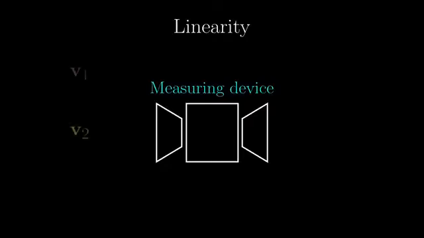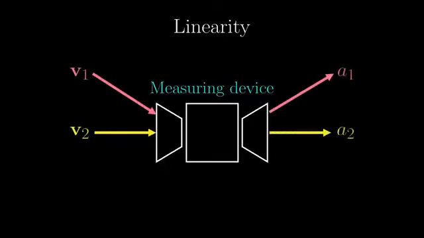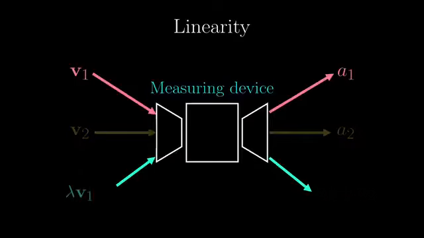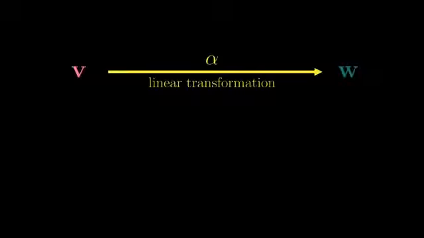That means if you have two vectors v1 and v2, and they are measured by this machine to be a1 and a2 respectively, then this machine will measure v1 plus v2 to be a1 plus a2. And if you instead scale the vector v1 by a number lambda, then it will be measured to be lambda times a1.